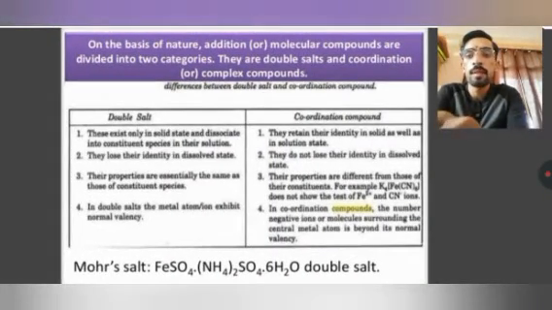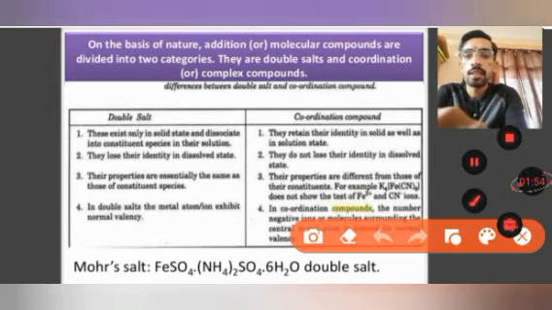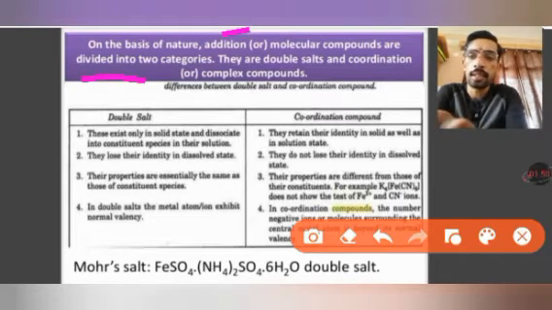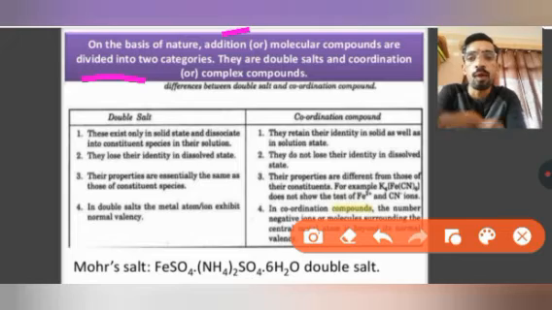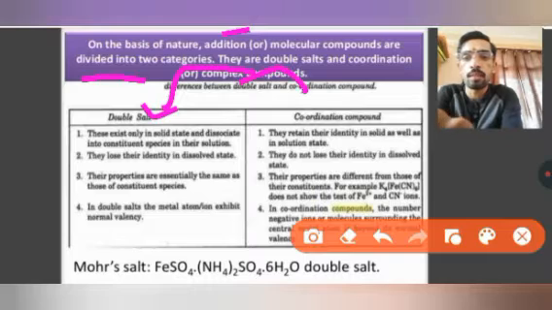Now if we classify on the basis of nature, addition or molecular compounds are divided into two categories: double salt and coordination or complex compound. It means these large compounds are divided into two. Number one, double salt. Number two, coordinate compound. So let's see the differences.